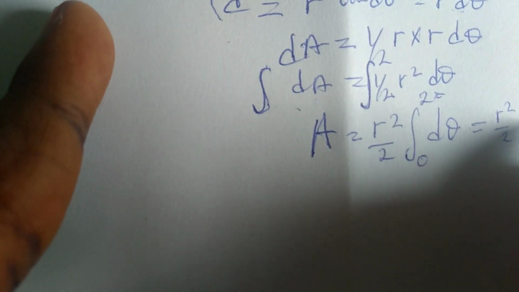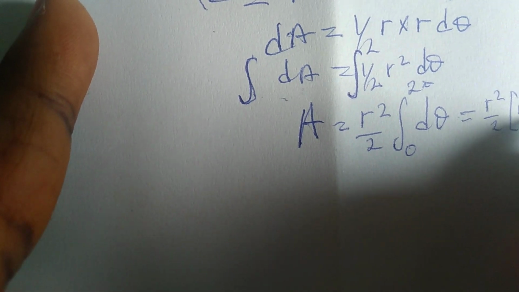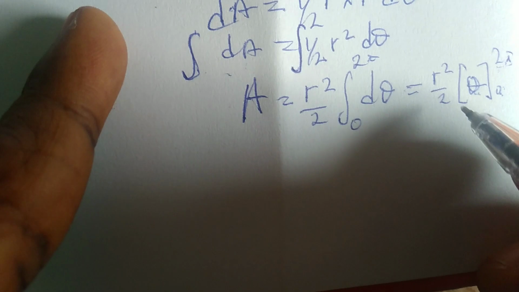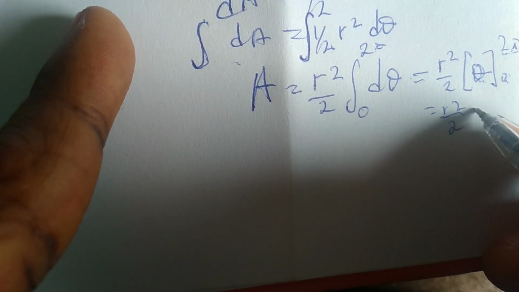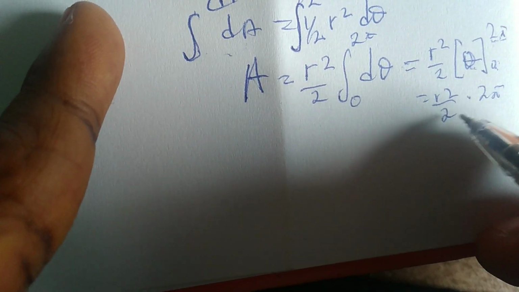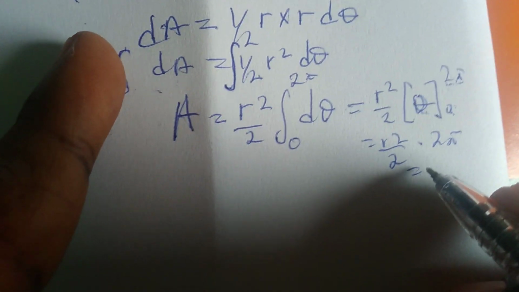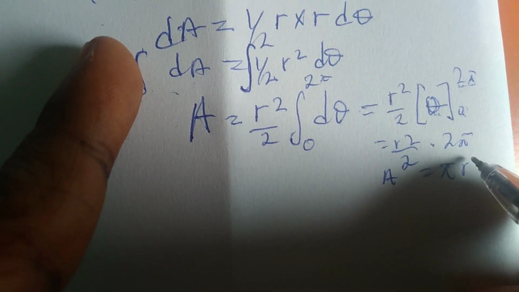Now if you put 2π here and you put 0 here, because this is 0, everything here will be 0. So 2π minus 0 is the same thing as 2π. So substitute 2π into the θ. We have r squared all over 2 times 2π, which is equal to, the 2 cancels the 2. So I'm having my area now to be equal to πr squared. That is one aspect of what our discussion here is.